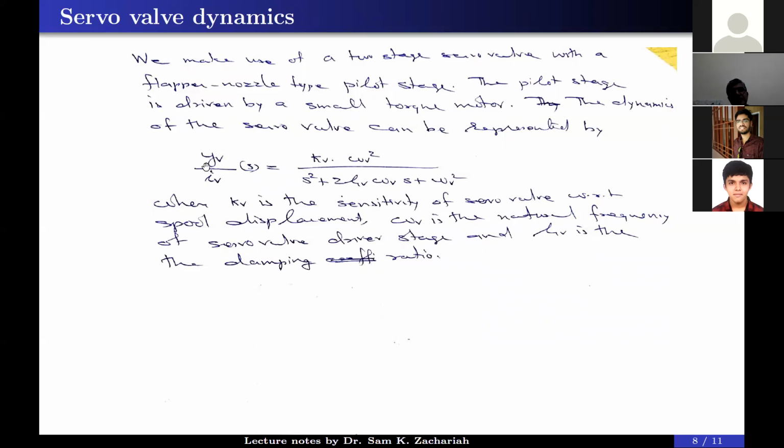Finally, you can express the dynamics of the servo valve as YV by IV is equal to KV omega V square divided by S square plus 2 zeta V omega V s plus omega V square. Here omega V is called the bandwidth. It will be a very high bandwidth, of the order of 150 hertz. Zeta V is called the damping factor. KV is the sensitivity of the servo valve with respect to spool displacement. These values are available for any standard servo. Any doubt?